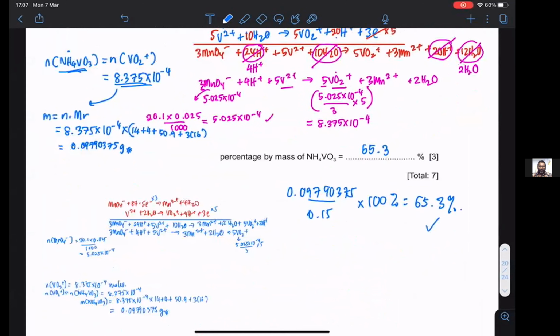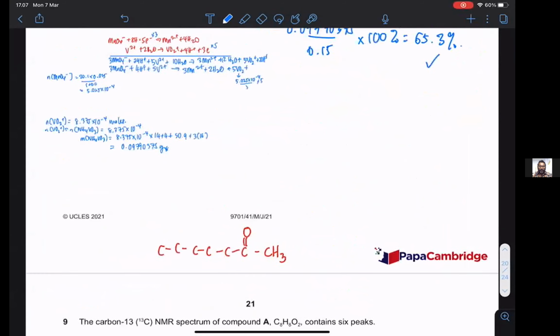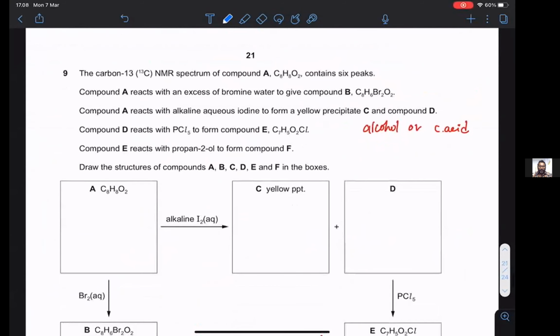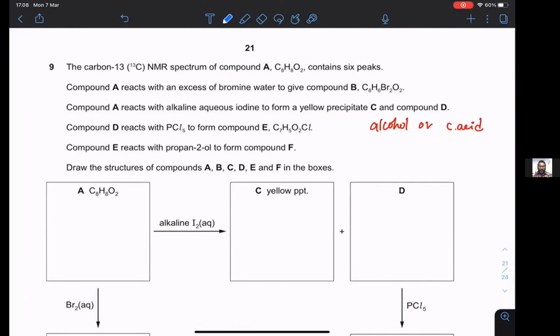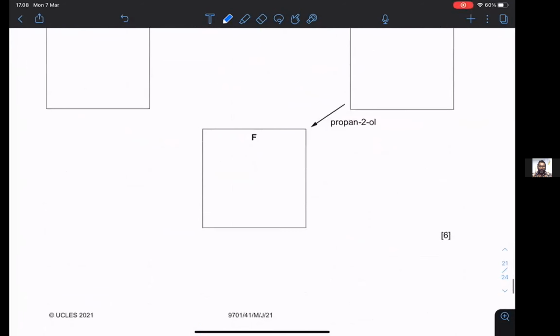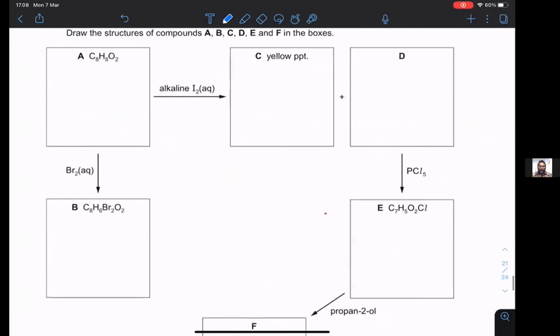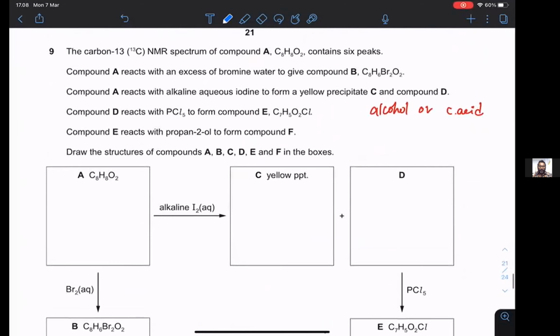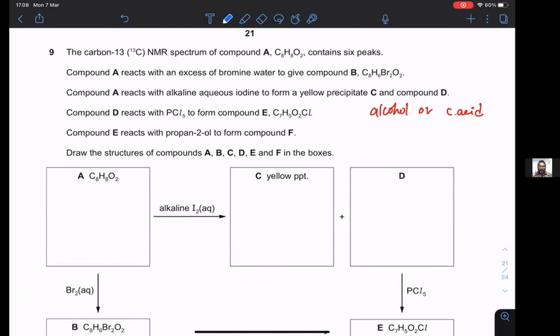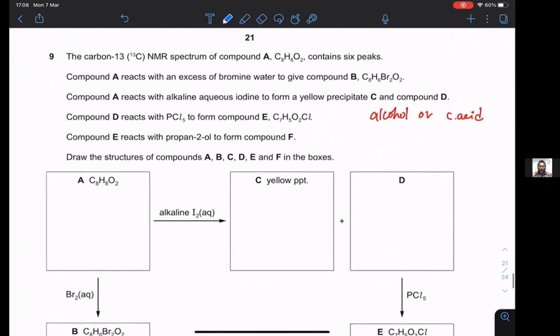The next question is going to be the last question. Normally they have 10 questions, but now they have 9 questions. But this question, they give 6 marks. So they just want you to identify the structure. I think just draw the structure. When they say draw the structure, you can draw in skeletal formula or displayed formula, up to you.